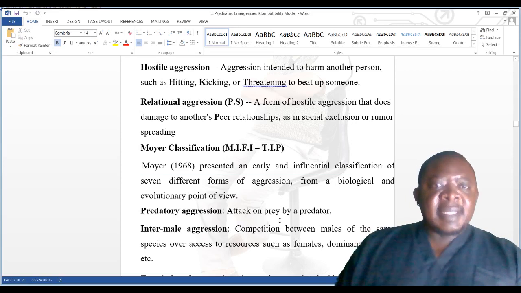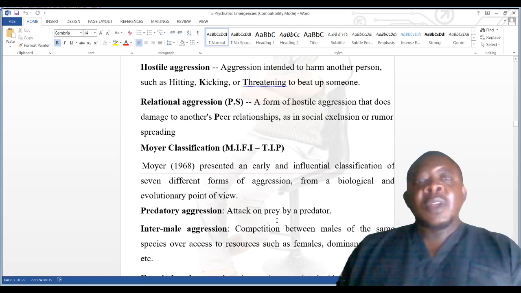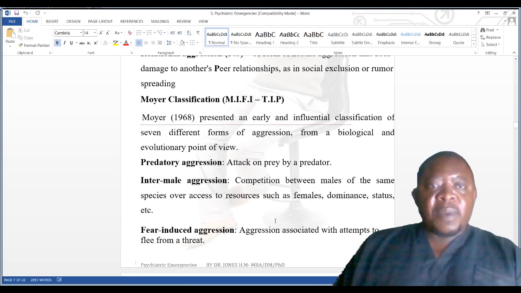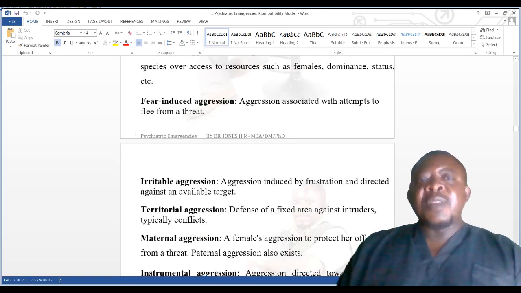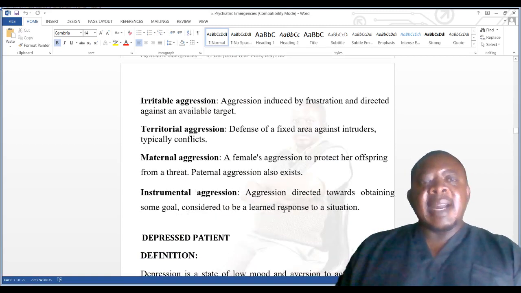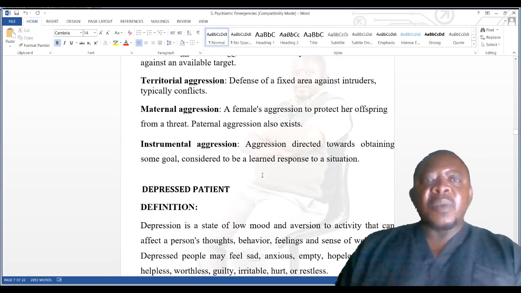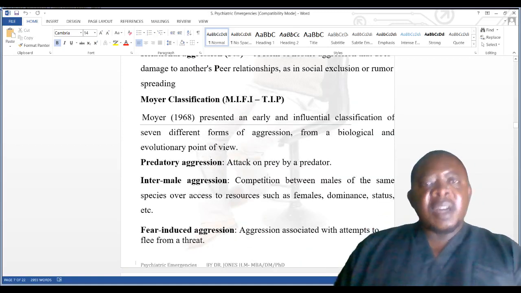Moyer, 1968, presented an early and influential classification of 7 different forms of aggression from a biological and evolution point of view. In my fight tip, we have predatory aggression, intermale aggression, fear-induced aggression, irritable aggression, territorial aggression, maternal aggression, and also instrumental aggression. Remember, instrumental aggression we have already tackled when looking at the gender classification of aggression.